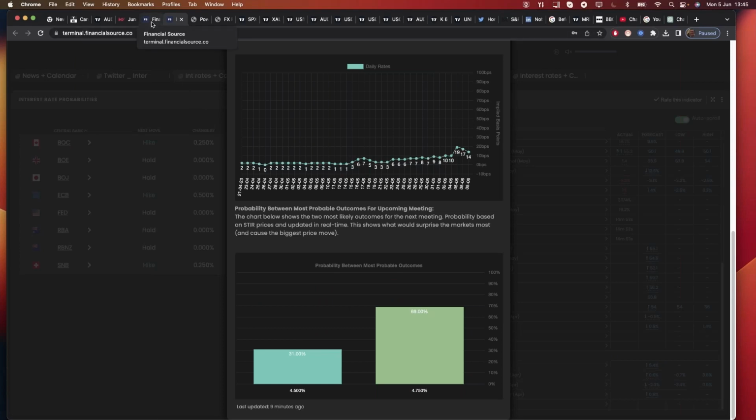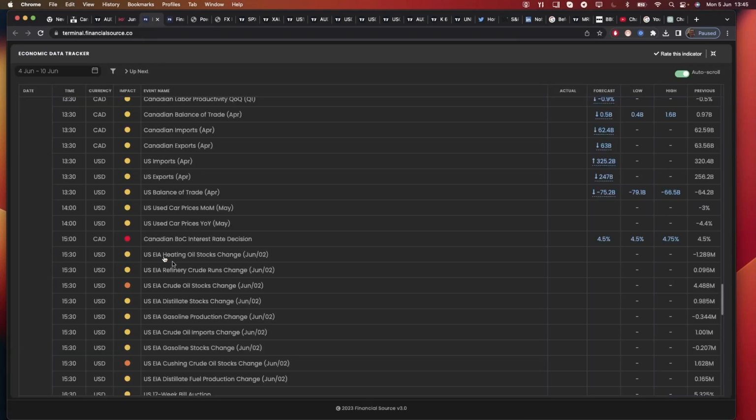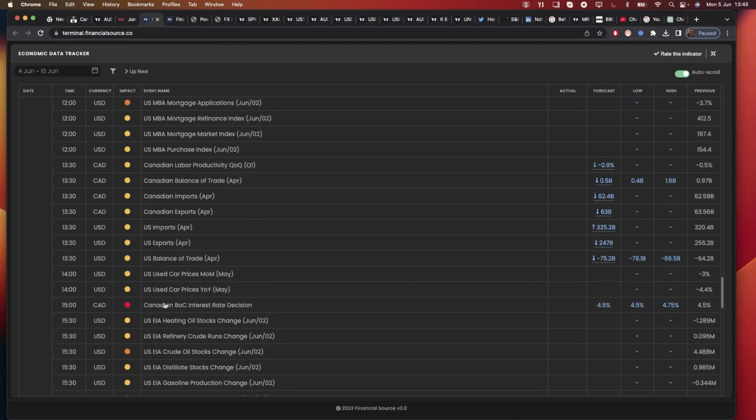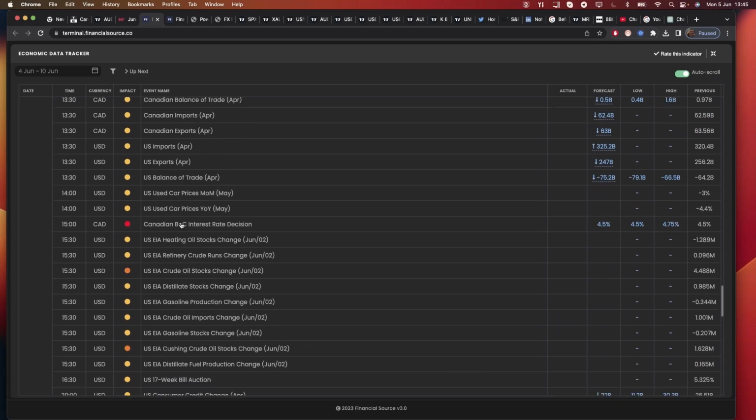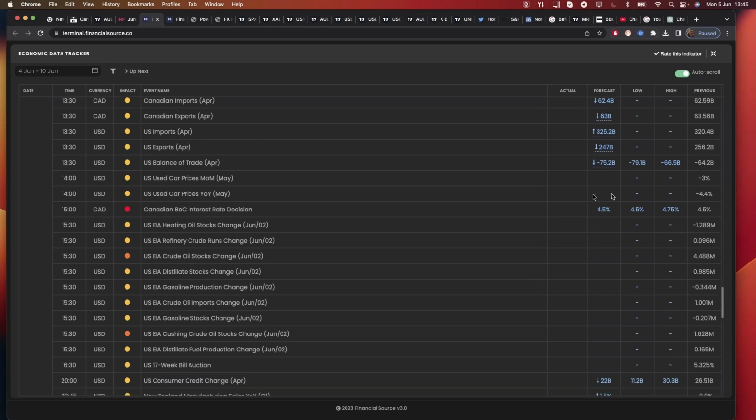So if the dollar is still strong on Wednesday, then I would look at US dollar CAD upside. Otherwise, pair the CAD with a strong currency if they hold, because I expect the CAD to weaken if they keep interest rates as is.